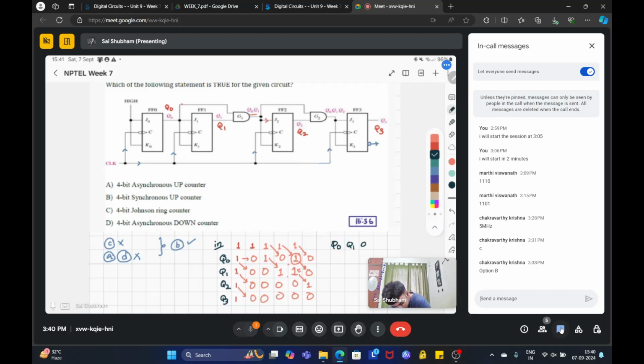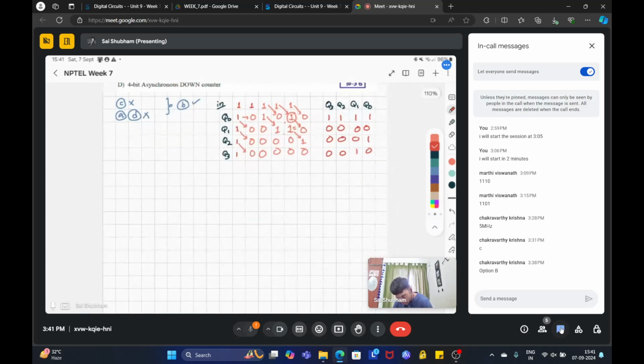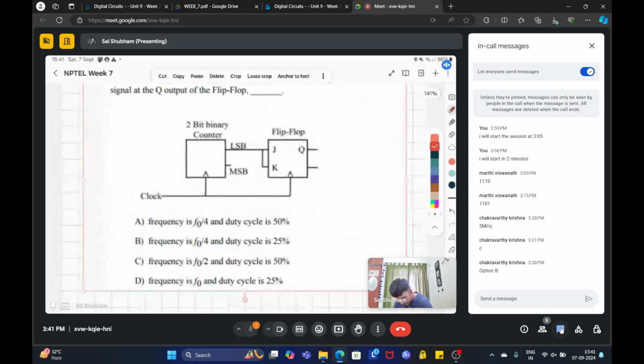Q3, Q2, Q1, Q0. The pattern is like 1, 1, 1, 1, 0, 0, 0, 0. So it is clearly behaving as a synchronous up counter. Okay. So now moving on to the next question.